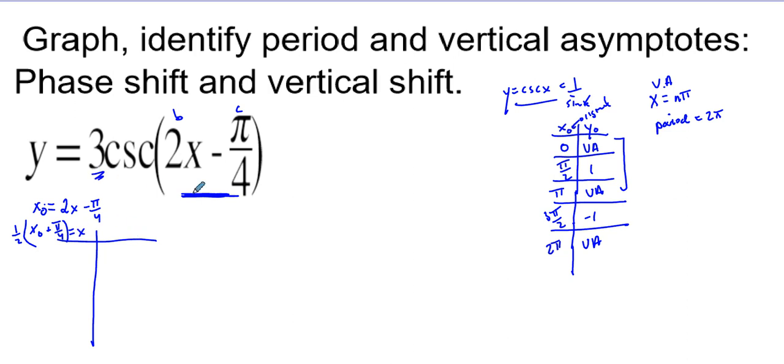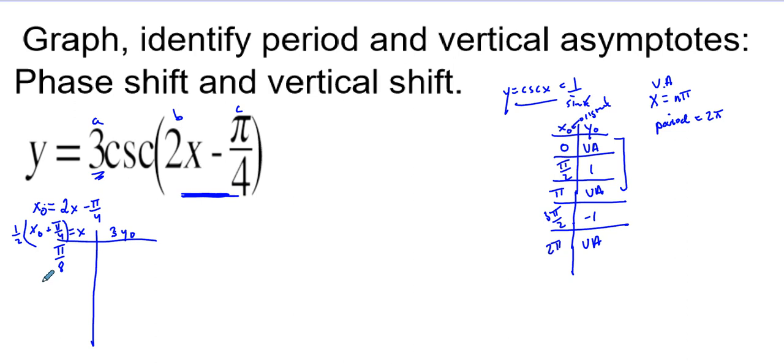Our y values, it appears we're just going to be multiplying by 3, because it's the outside, here's my a value, and whatnot. So for each one of these values, I'm going to be adding pi over 4 and then multiplying that by 1/2. For our first one, I plug in 0 into here. 0 plus pi over 4 is pi over 4, times 1/2, which gives us pi over 8.